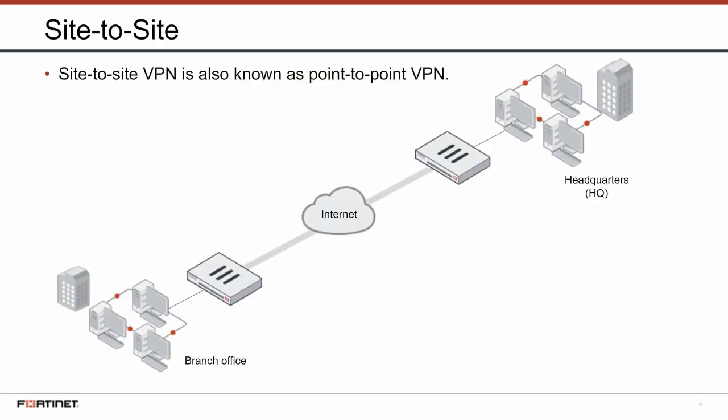Site-to-site VPN is also known as point-to-point VPN. Site-to-site VPNs are the simplest type of VPN. In site-to-site, two peers communicate directly. Site-to-site VPN allows transparent communication between two networks that are located at different offices.